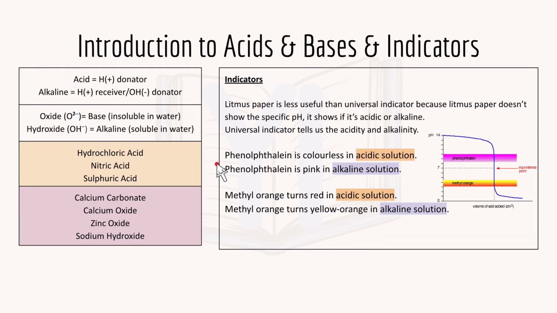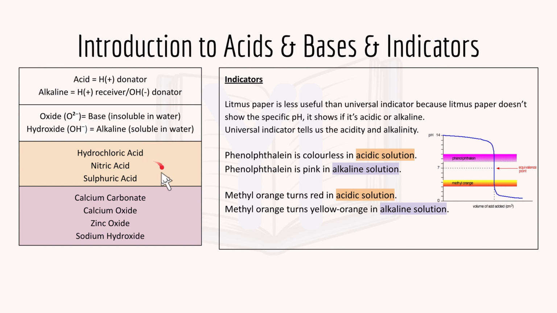So moving on, we have our first lesson, which is Introduction to Acids and Bases and Indicators. So here are some definitions. Acid is a H plus donator, or H plus ion donator, and alkaline is a H plus receiver or OH minus donator. And oxide is O2 minus, it's a base and it's insoluble in water. And for hydroxide, it's OH minus, which is alkaline and it's soluble in water.